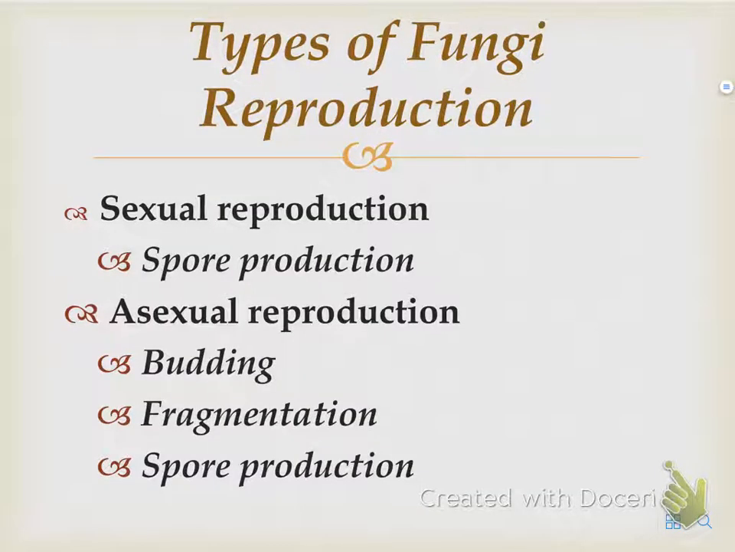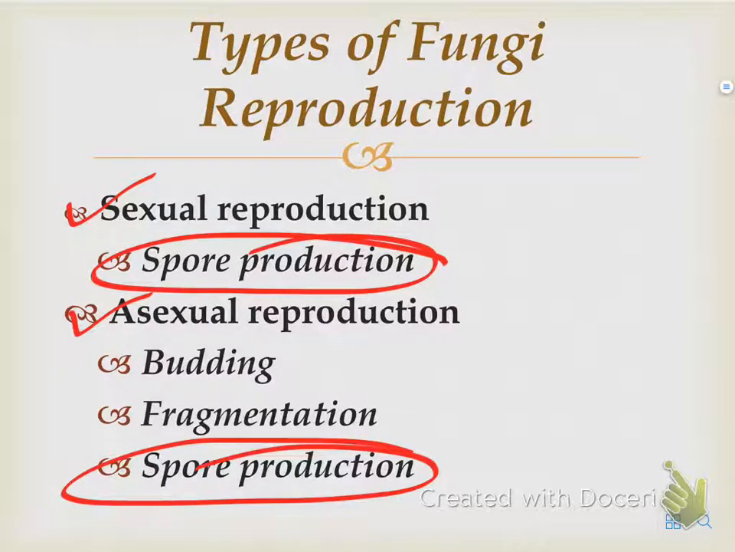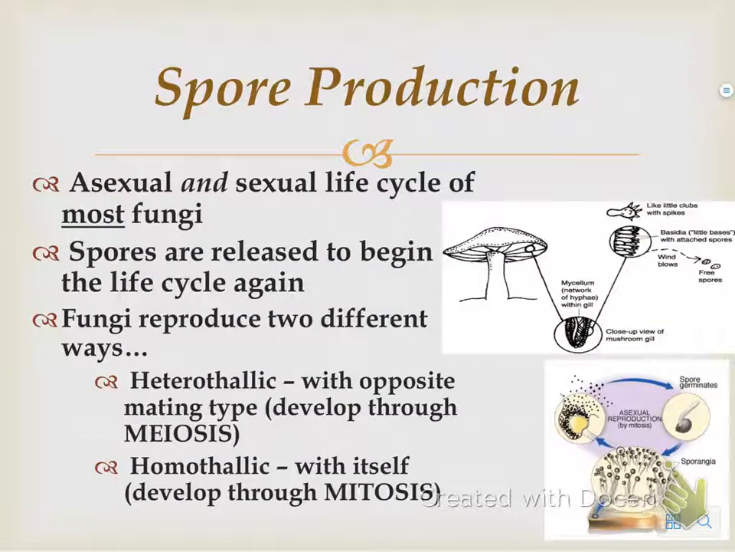Types of reproduction then. We have sexual and asexual. If you notice, spore production is on both. So they can do spore production asexually and sexually. So here we go. It's the asexual sexual lifestyle of most fungi. This is how most fungi reproduce. The spores are released, and that's what begins this life cycle.